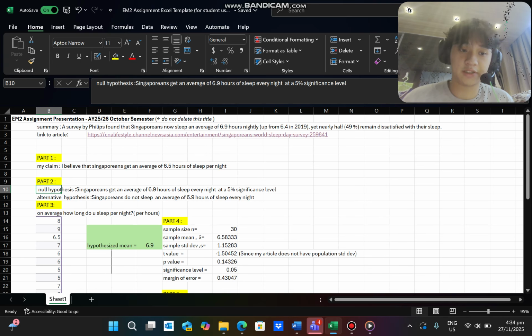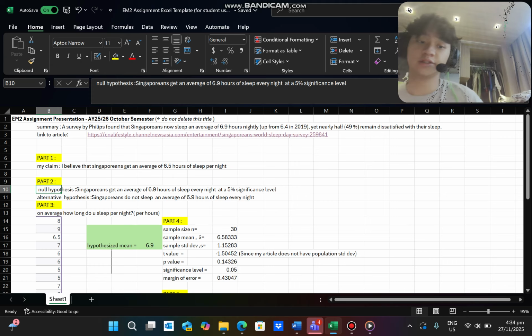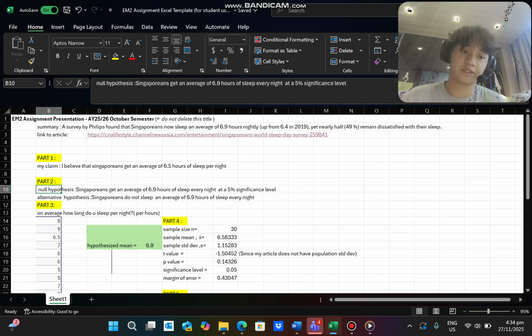For my null hypothesis, I wrote from the article that Singaporeans get an average of 6.9 hours, while my alternate hypothesis, which supports my claim, is that Singaporeans do not sleep an average of 6.9 hours of sleep per night.